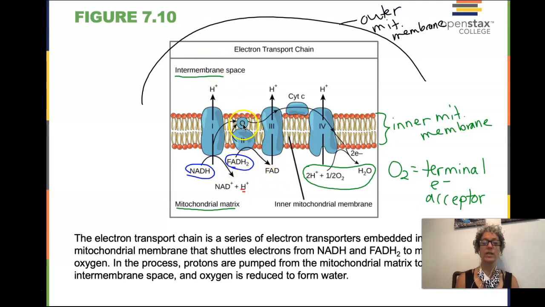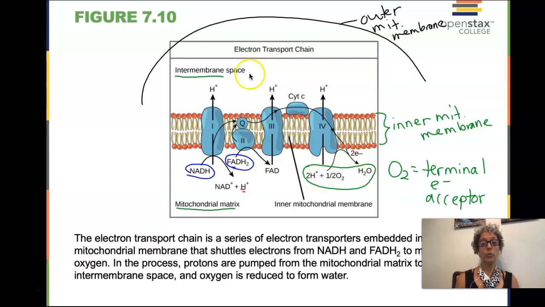FADH2 enters at the second stage, and it also will pass its electrons and its protons. And at the end, our protons are pumped into this intermembrane space. The electrons keep flowing through our carriers until at the end, we combine electrons with some protons that remain in the matrix, and we reduce oxygen to water.